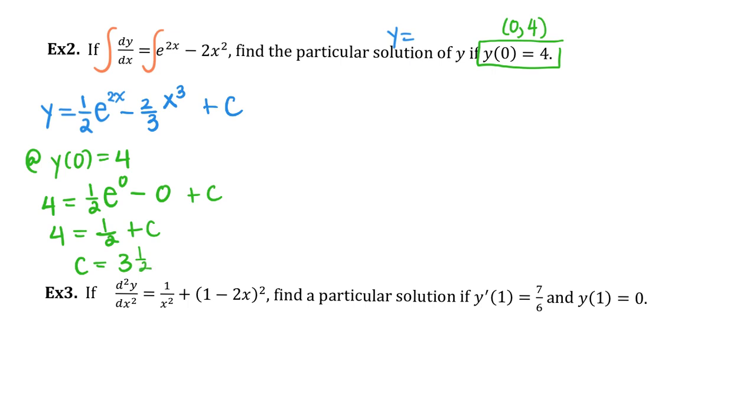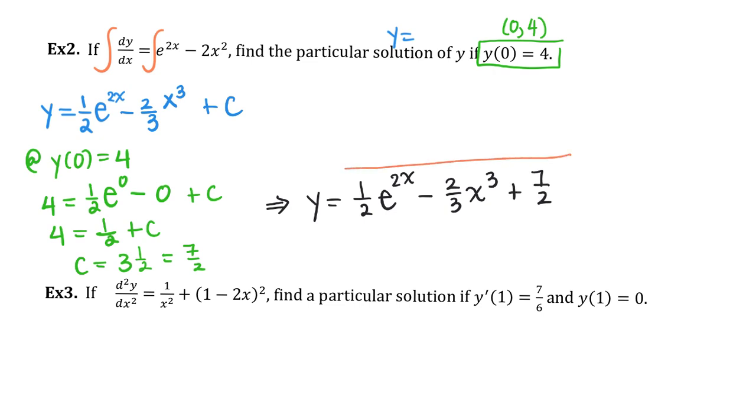We don't put mixed numbers. Let's make it improper. 3 times 2 is 6. 6 plus 1, 7/2. Which means my particular equation is y equals 1/2 e to the 2x minus 2/3 x cubed, and my constant is positive 7/2. Okay, so I found the particular solution of y. So y equals, there's no weird constant. If I do y of 0, I should get 4. And if I take the derivative of y, I should get this expression here.